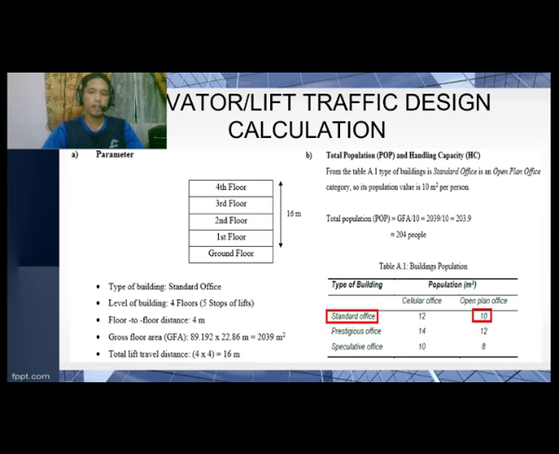Untuk seterusnya adalah lift traffic design calculation. Okay, ini adalah bangunan yang kami pilih, iaitu standard office yang mempunyai 4 tingkat dan juga mempunyai 5 stop off lift. Okay, so ini adalah butiran-butiran yang ada dalam traffic design untuk bangunan ini. Okay, so untuk POP, total population adalah 204 hasil daripada kiraan berdasarkan formula ini. Okay, berdasarkan table A1, standard office adalah 10.